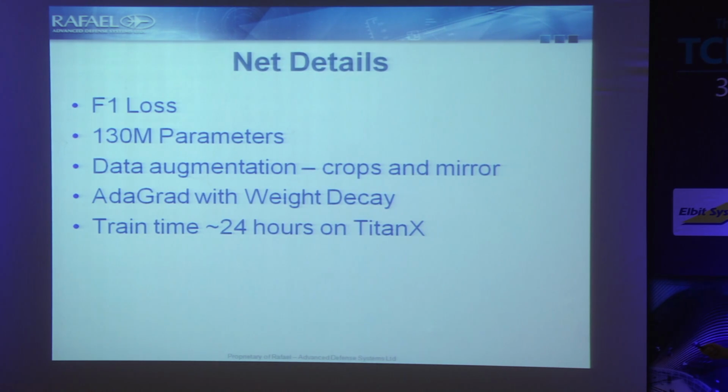A bit of detail. So we use an F1 loss, which I'll talk about in the next slide. The network has 130 million parameters. We use some data augmentation, cropping the images. Obviously, they're too big to fit onto a GPU, even the Titans. And we do mirroring of the data, even though that decreases the results on this data set because they've all been taken at the same time. So the shadows are all pointing in the same direction. And mirroring actually loses that information, but we do it anyway because we don't want to overfit on a specific data set. And training time is about 24 hours.